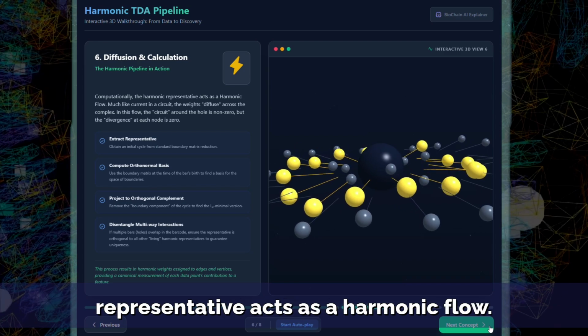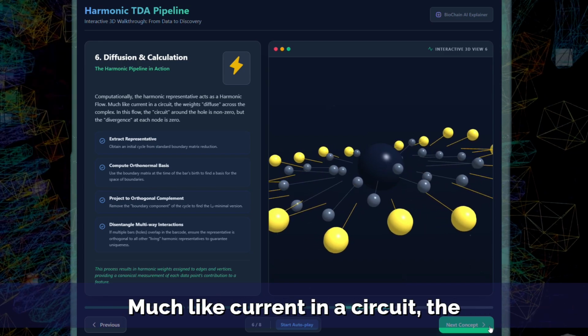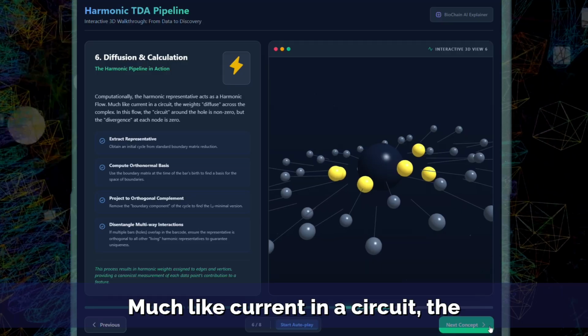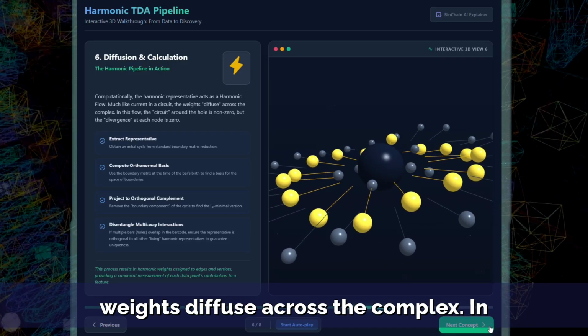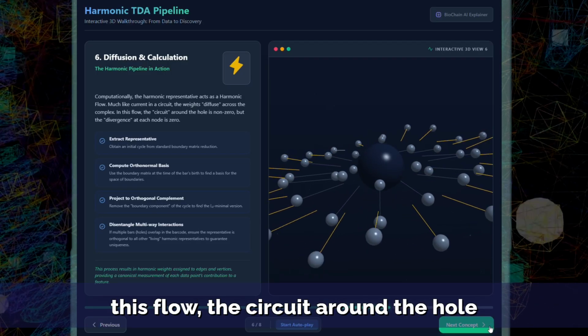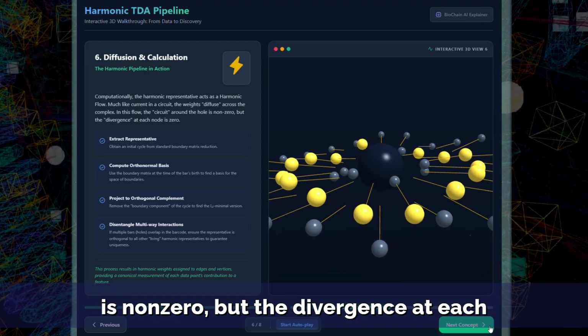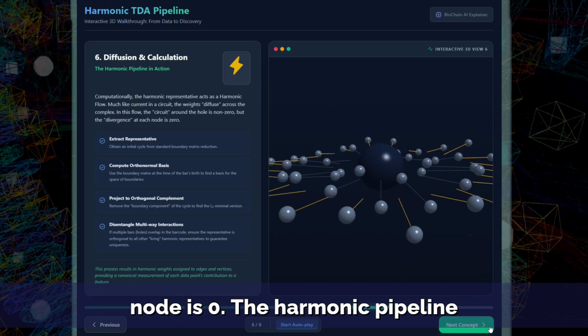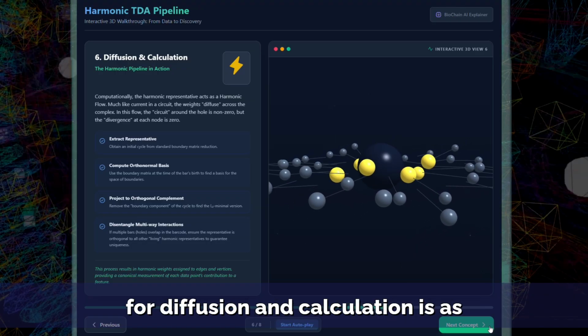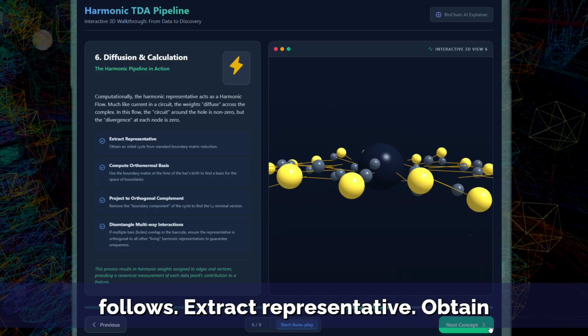Computationally, the harmonic representative acts as a harmonic flow. Much like current in a circuit, the weights diffuse across the complex. In this flow, the circulation around the hole is non-zero, but the divergence at each node is 0. The harmonic pipeline for diffusion and calculation is as follows.